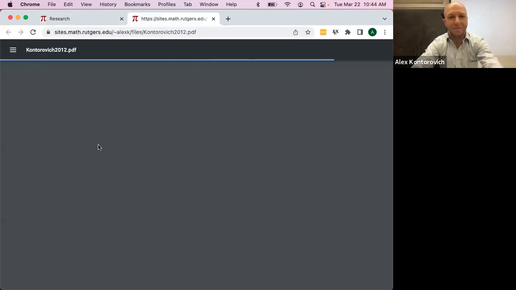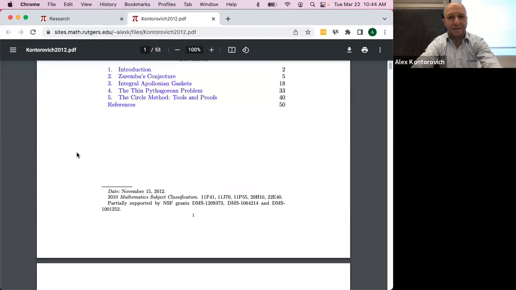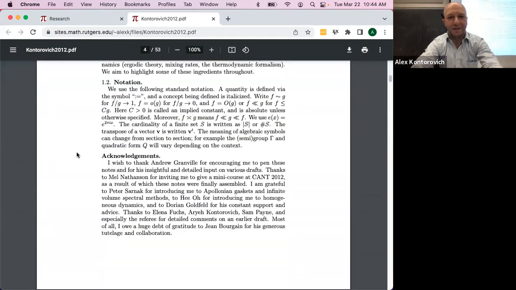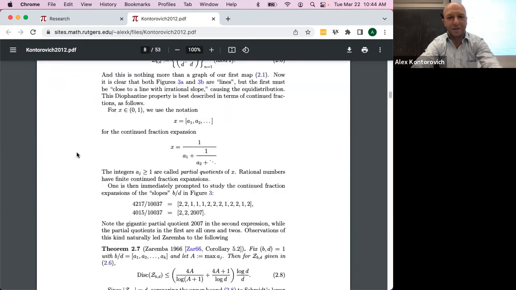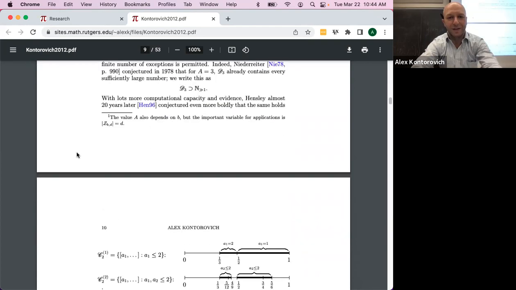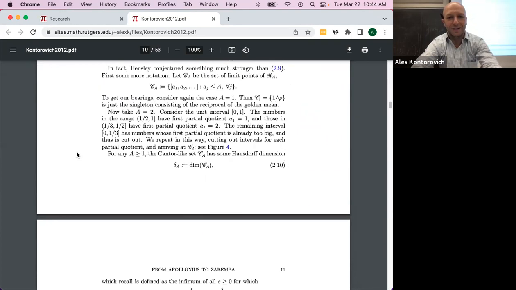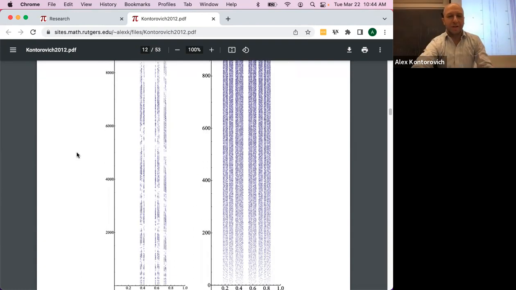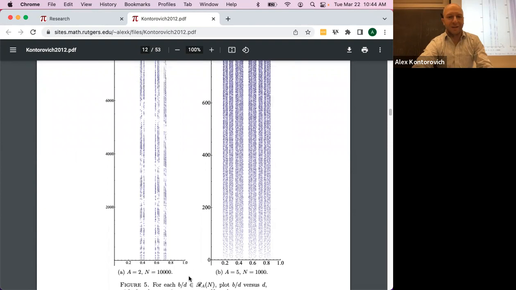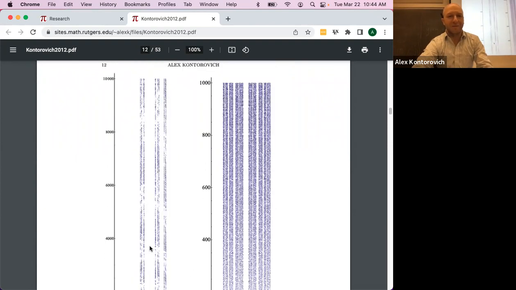This will have a picture in it. I'll put a link to this, but just to show you a picture. This is what we've been discussing about discrepancy. Here's that Cantor set. Is it a research or an expository paper? This is an expository paper. So here is the case A equals 2 or A equals 5. So A equals 2. I guess I've done it vertically instead of horizontally, but you see these bands. And this is exactly going in the direction of the Cantor set.